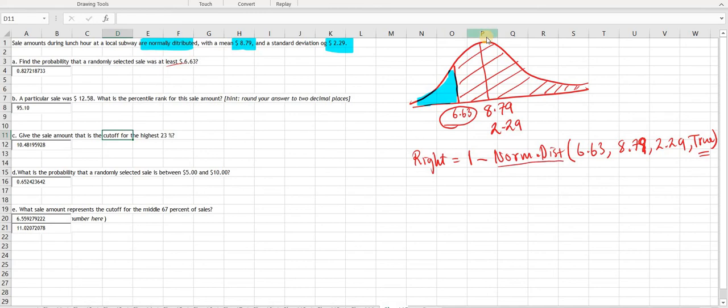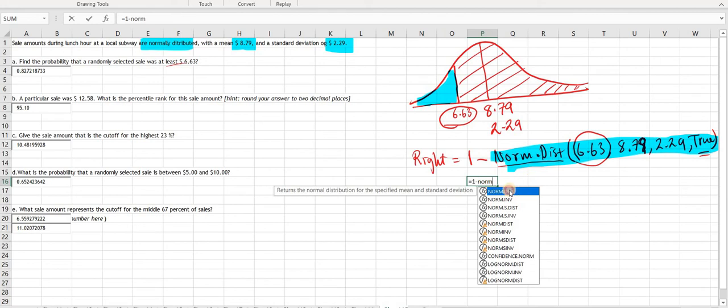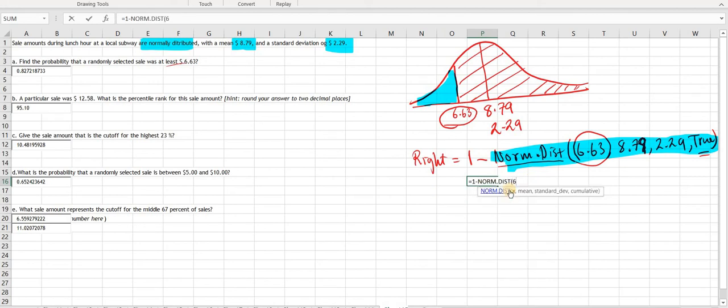This function right here computes the area to the left of 6.63. So basically, this part of the formula is what computes the blue area. If we take 1 minus the blue area, we're going to get the area to the right of 6.63, which represents at least 6.63. So I'm going to do that right here. 1 minus norm dot distribution, this is the normal distribution function, 6.63 comma the mean, 8.79 comma 2.29 the standard deviation, comma true, cumulative. That is how you're going to compute the first part.